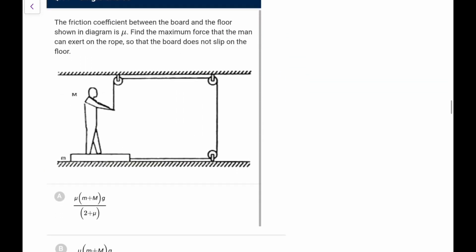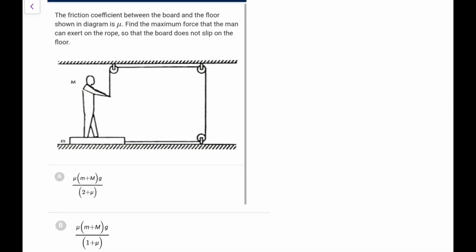Next, the friction coefficient between the board and the floor shown in the diagram is mu. Find the maximum force that the man can exert on the rope so that the board does not slip. Okay, so why will the box slip? Because he is pulling it with force F. So this generates some tension here, and that tension would be equal to the force. So this force is pulling it here, and I can draw the FBD of the complete two-body system, I am taking man plus board.